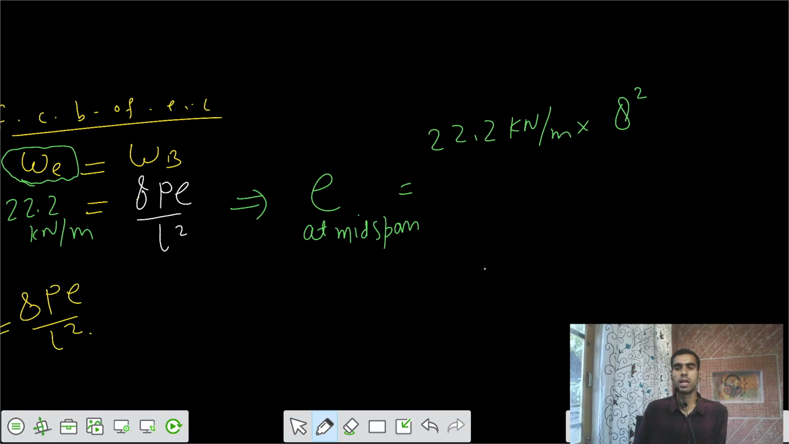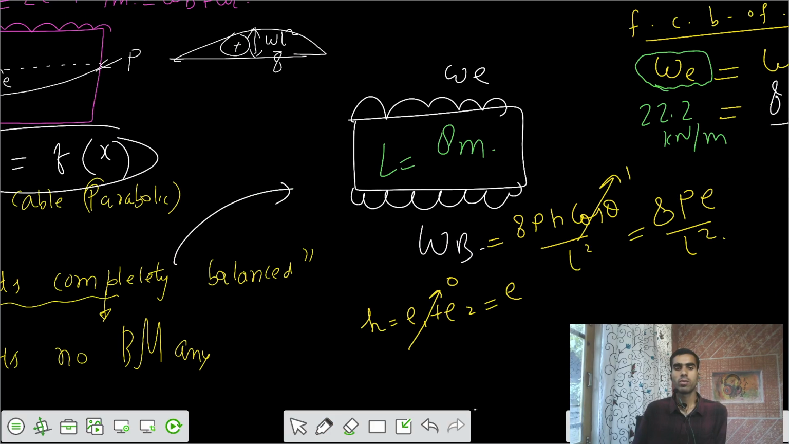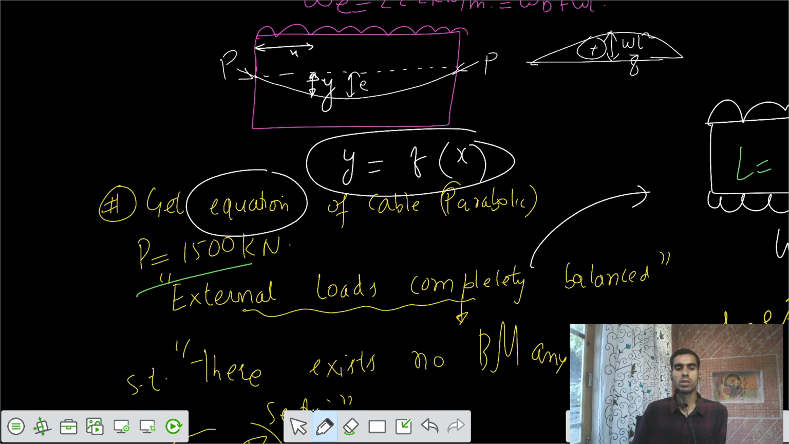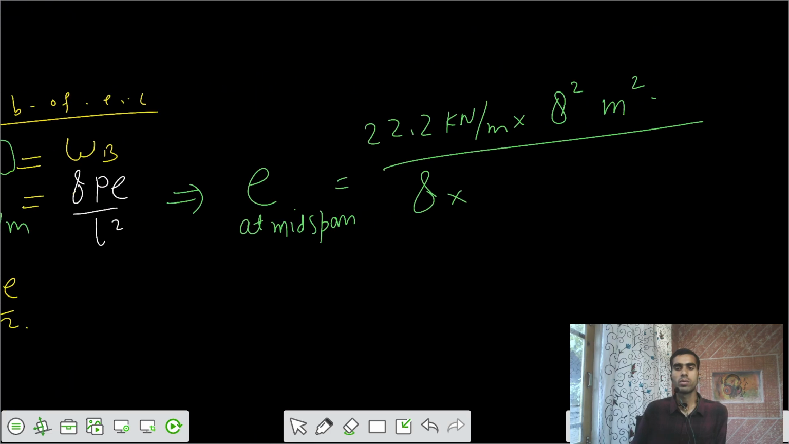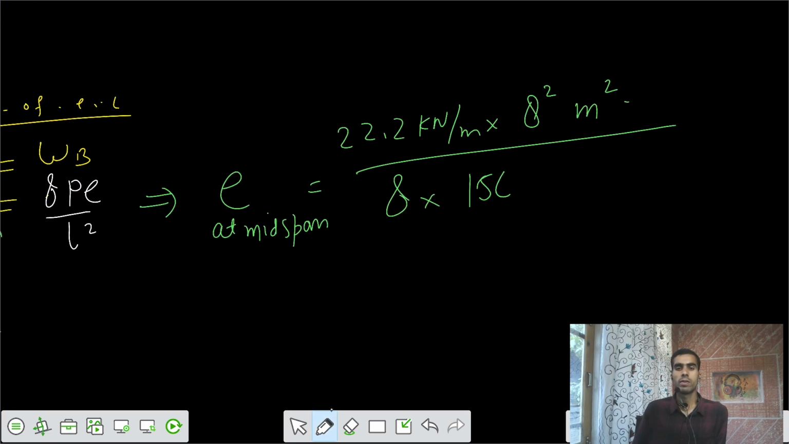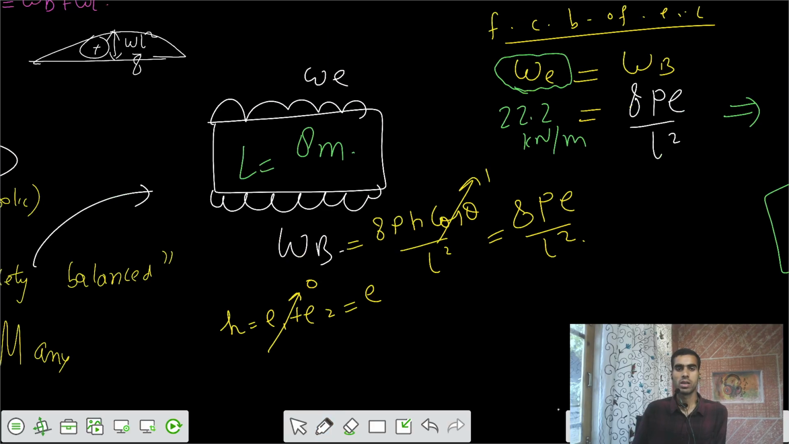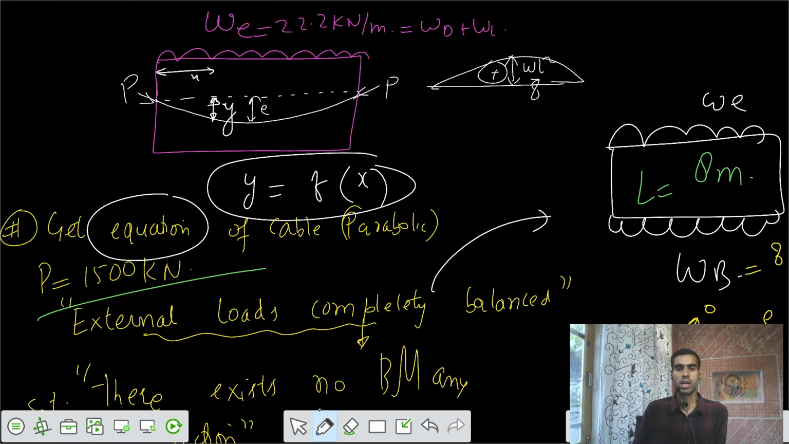So L square is 8 square meters square, divided by 8Pe. What is the value of P we have? Yes, the value of P we can take as 1500 kilonewton. So your eccentricity at the midspan is 118.4 millimeters. So I got the eccentricity at midspan equal to 118.4.